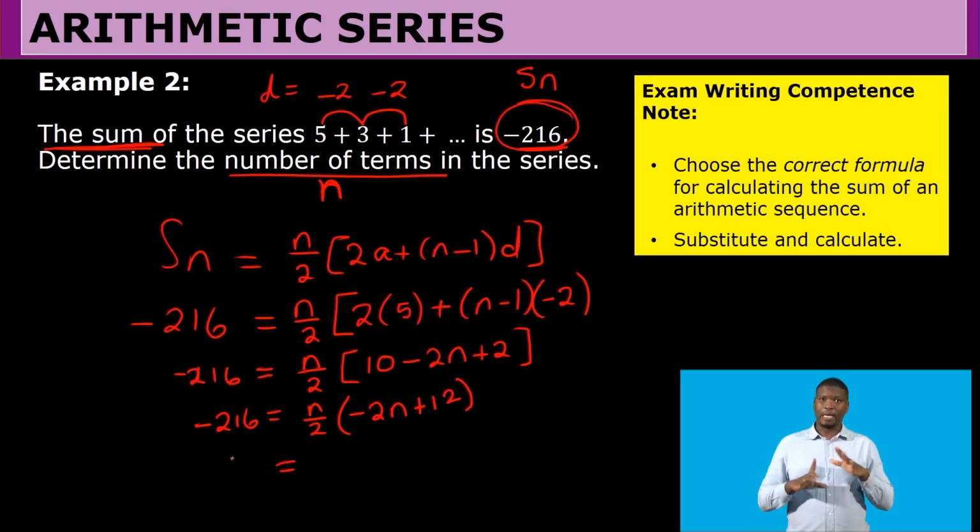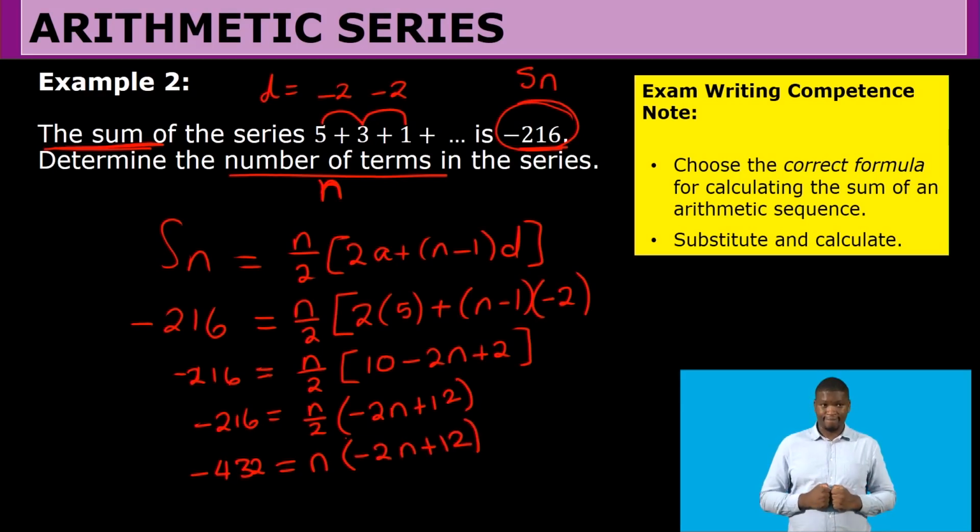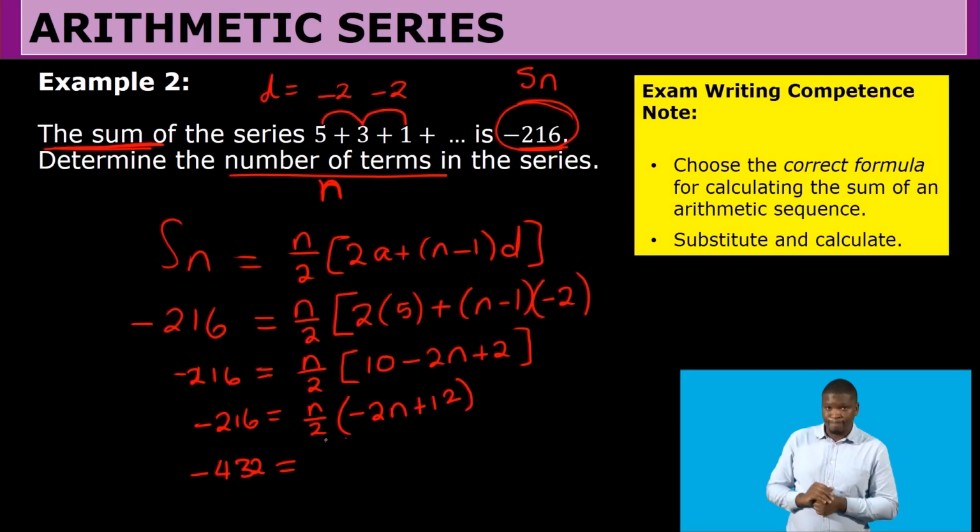And of course, when we multiply, we can see that we do have a fraction. So what we can do is multiply throughout that fraction. Well, firstly, we can multiply by 2 throughout that fraction. That's going to give us negative 432 on this side. And on this side, we are going to have n, and that is going to be open bracket negative 2n plus 12. And of course, we can just multiply that n in. In fact, when we do multiply that n into the bracket, that is just going to give us negative 2n squared plus 12n.